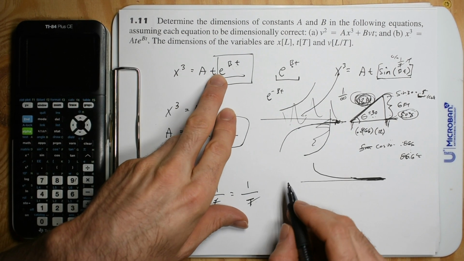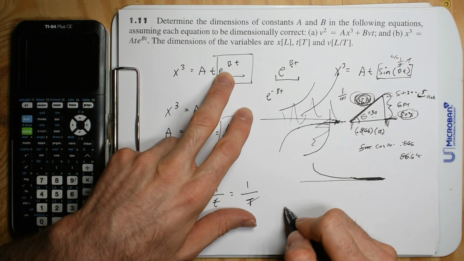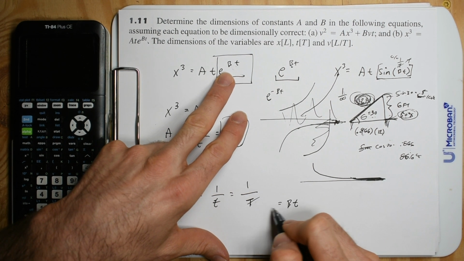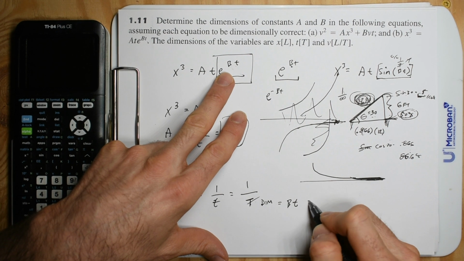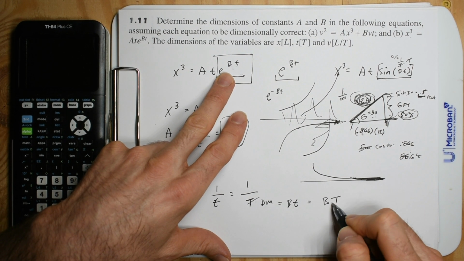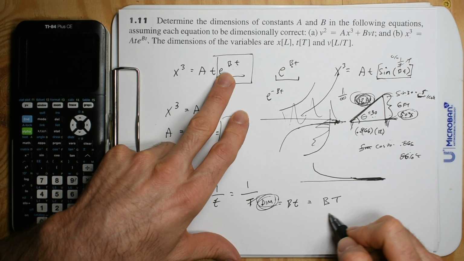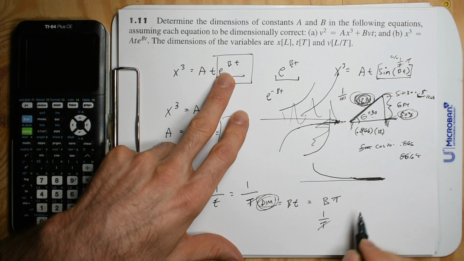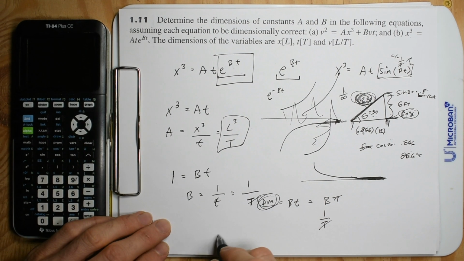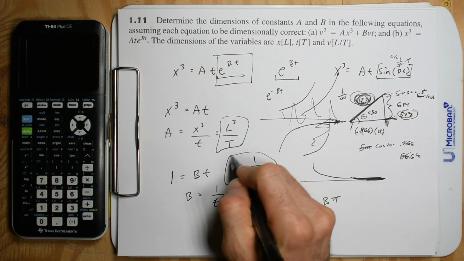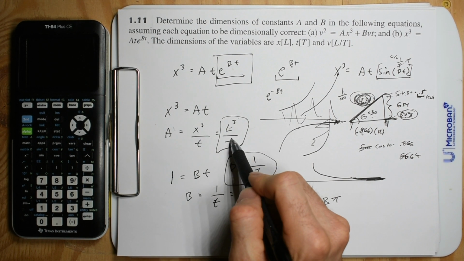Let's do that one more time. bt has to be dimensionless. So if we have bt, we have no t's on this side. So b has to be 1 over t to cancel that t. That's another way to do it. All right, so we did it. b is equal to 1 over t, and a is L cubed over t.